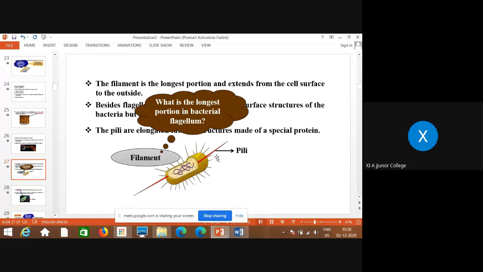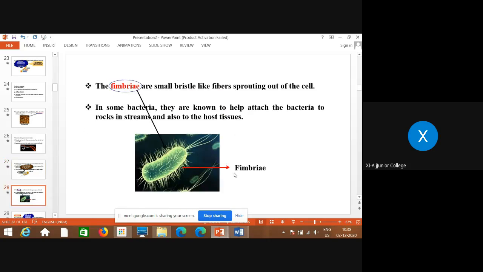Pilum or pila is the plural. Here there is only one at one end, or at opposite ends, sometimes all over the body, depending on the type of cell. Again, this varies. Now, one more extension which starts from the cell wall is called fimbriae. These are small bristle-like fibers sprouting out of the cell. They are called fimbriae.